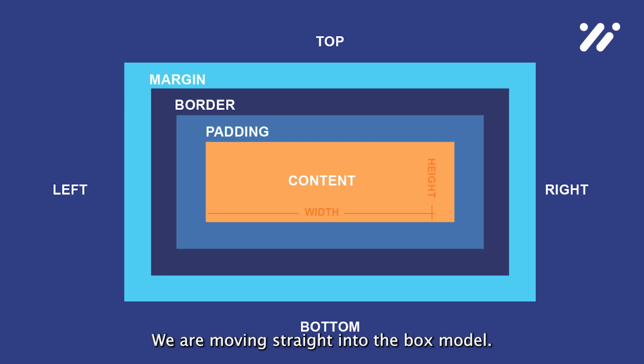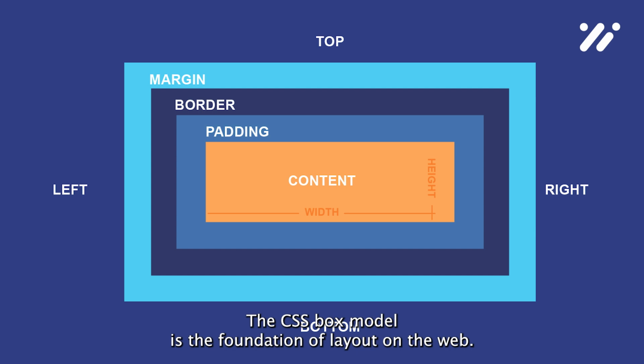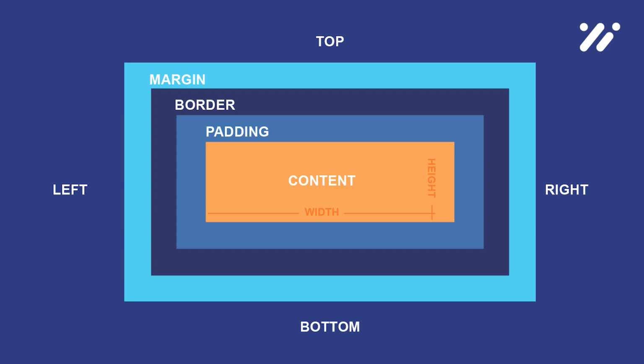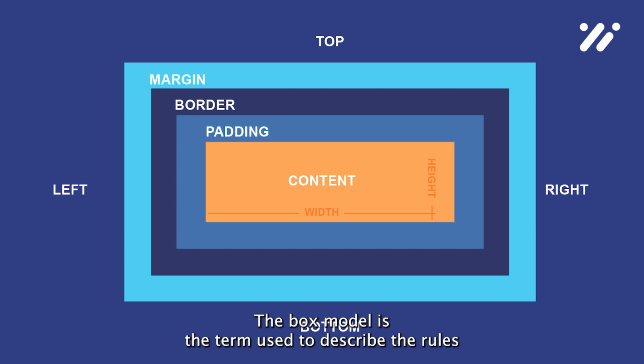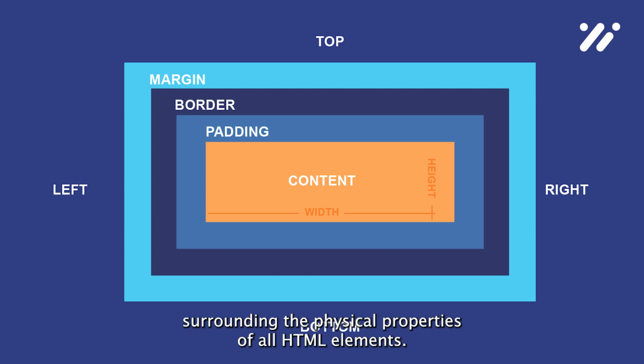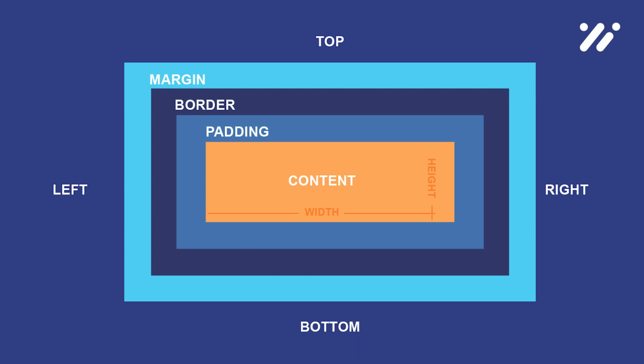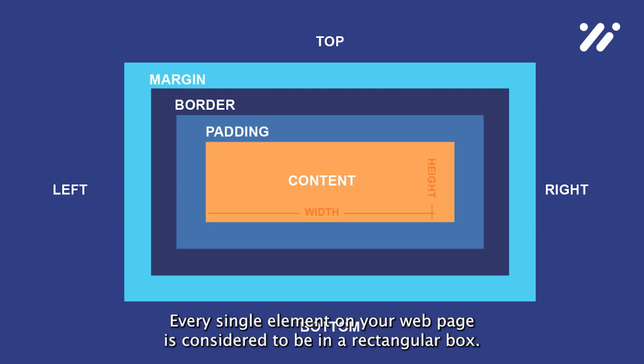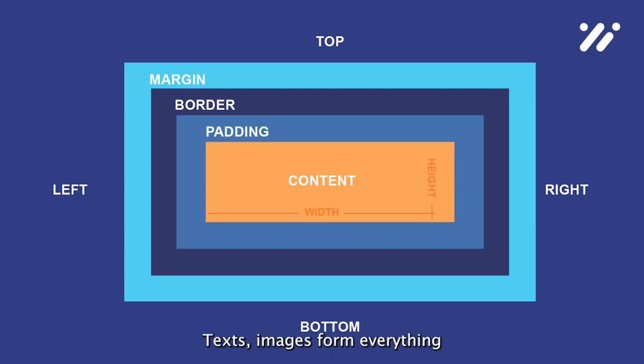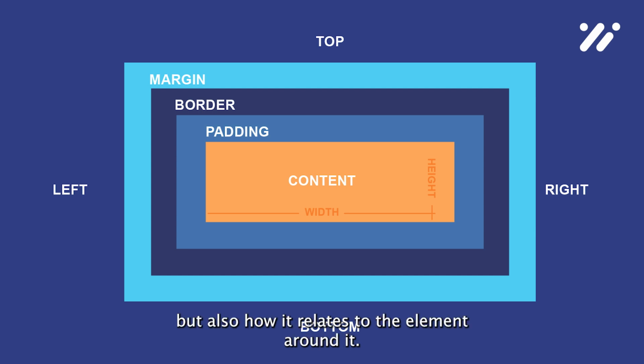We are moving straight into the box model. The CSS box model is the foundation of layout on the web. The box model is the term used to describe the rules surrounding the physical properties of all HTML elements. So, basically, you can think of it this way. Every single element on your web page is considered to be in a rectangular box: text, images, forms, everything. And the properties of each box are width, height, border, margin, and padding. These define not only the size of an element, but also how it relates to the elements around it.